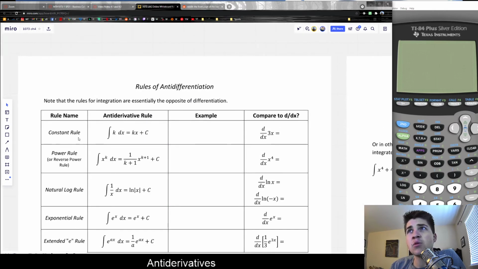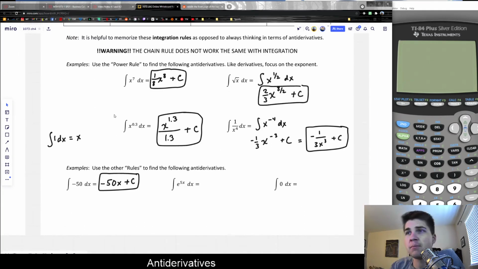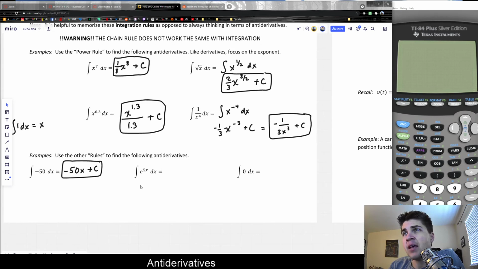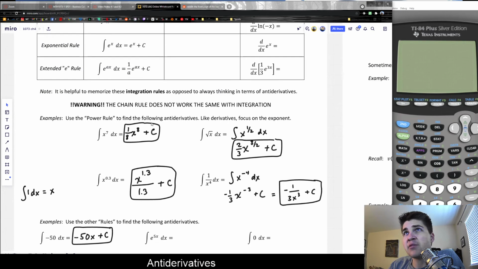Or, as the constant rule says, the antiderivative of a constant is kx plus c, of course. Because a derivative tells us the slope. An antiderivative function is like asking what function has this slope. It's a backwards question because it's a backwards idea. And then the antiderivative of e to the 5x, if we just use the rule, would be 1/5 e to the 5x plus c.